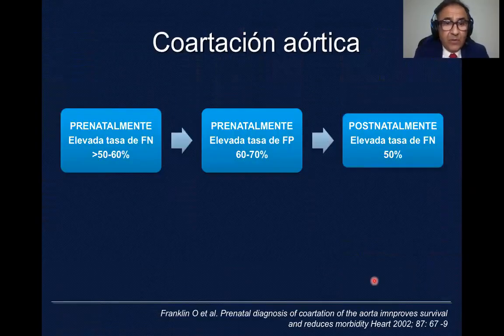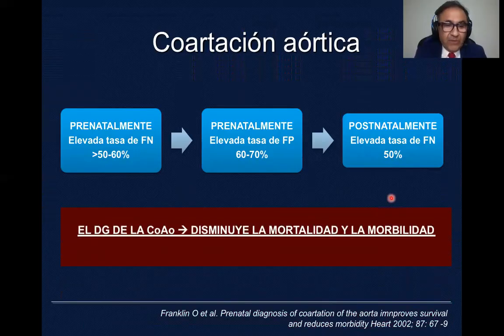Prenatally, aortic coarctation has a high false negative rate, greater than 50-60%. It also has a high false positive rate prenatally, fluctuating between 60 to 70% of cases. Even after birth, coarctation still has a relatively high false negative rate at approximately 50%. Therefore, diagnosing aortic coarctation will help reduce both mortality and morbidity in these children.